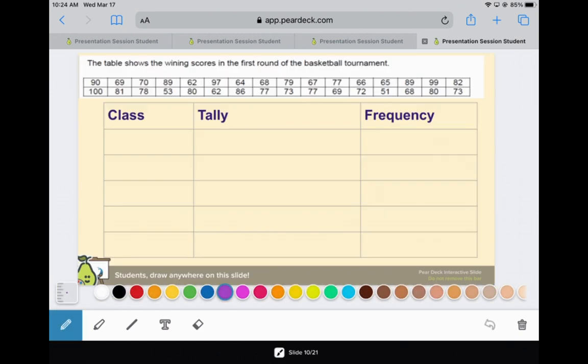All right, we're going to do the frequency table. I'm going to do this one together with you, and once we're done, I have an extra slip for you to work on as practice. I'll share it with you. So remember, the class width is 10.